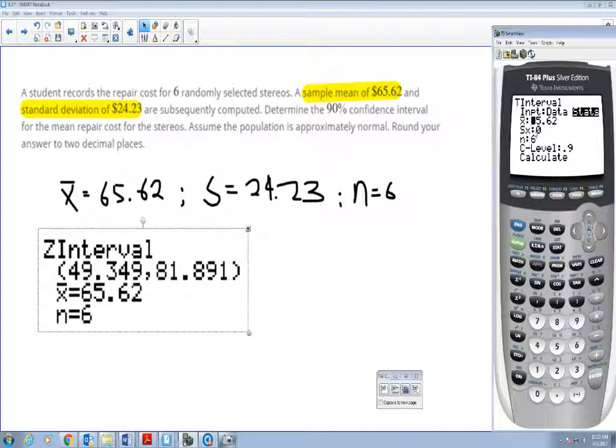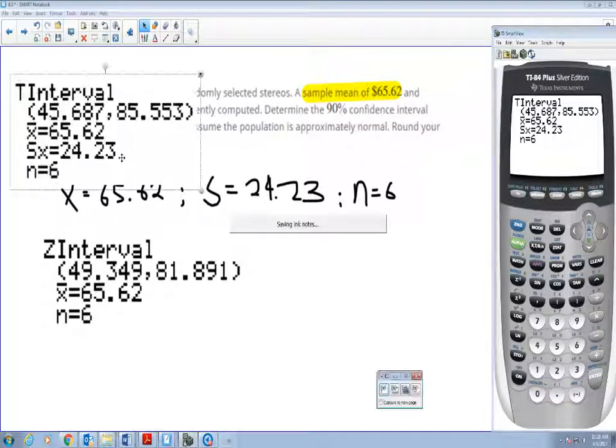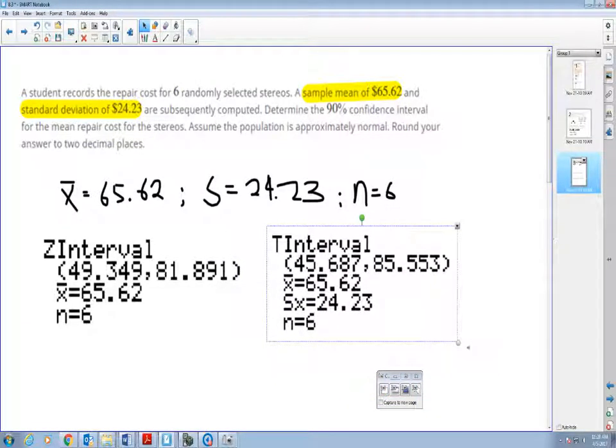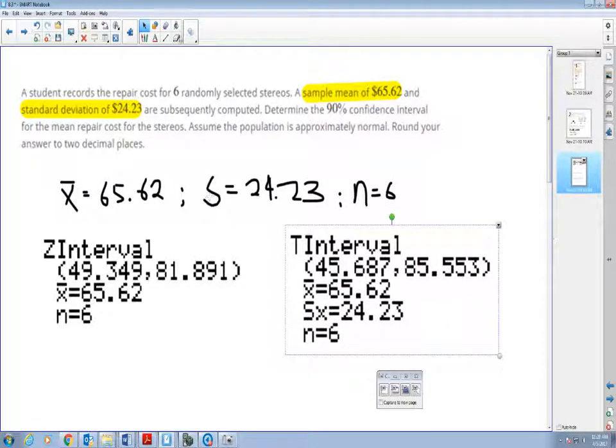Okay, 65.62 is my point estimate. Sample standard deviation 24.23. Okay, enter. The correct answer is actually only from $45.69 for your lower bound to $85.55. There is a slight difference when we choose the correct interval to compute.